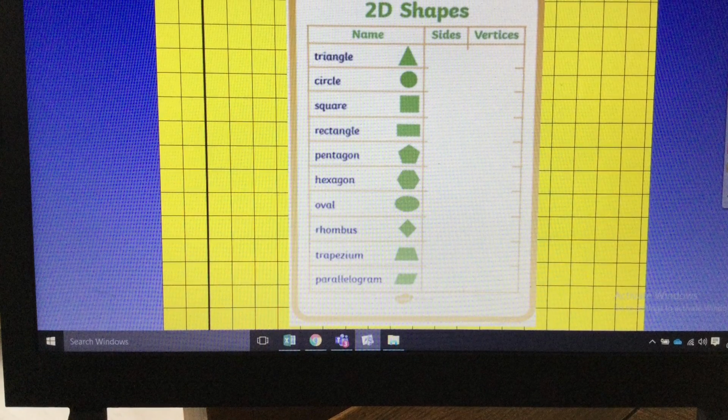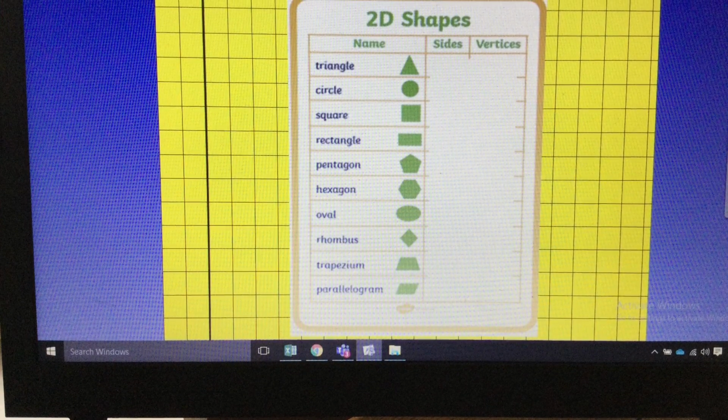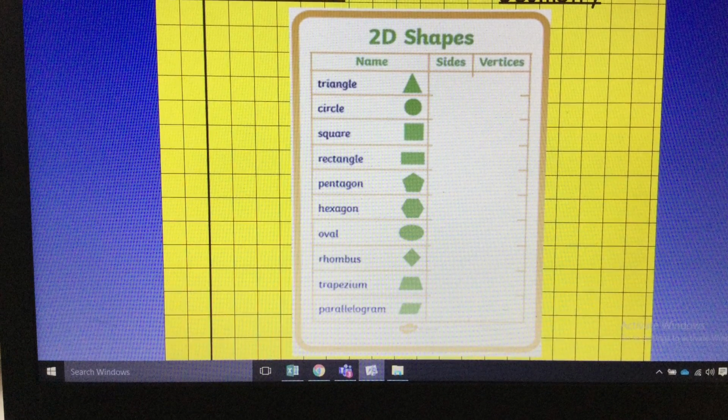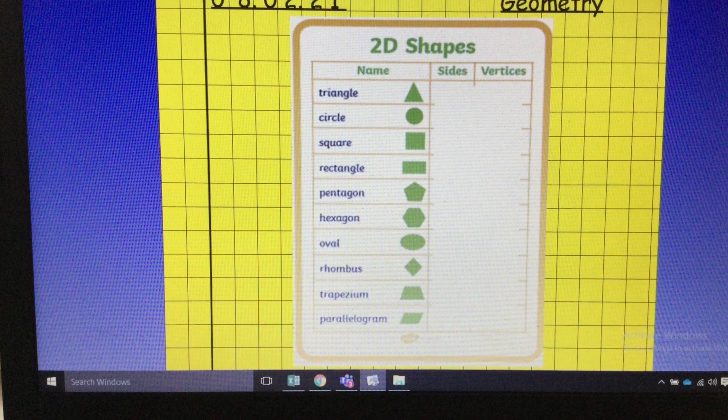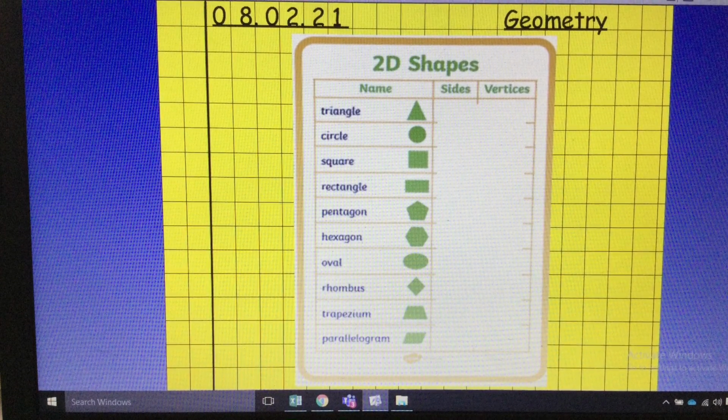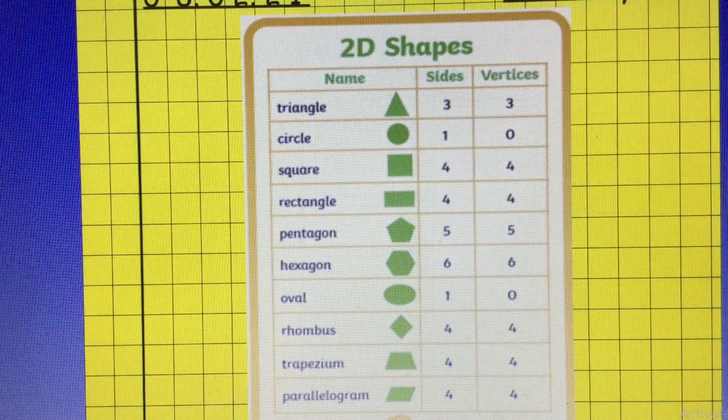And here is your geometry challenge for today. You need to count the amount of sides and the amount of vertices that these 10 2D shapes have. Pause the video now and good luck. And here are your answers. Pause the video now to check that you got the amount of sides and vertices correct for all 10 2D shapes.